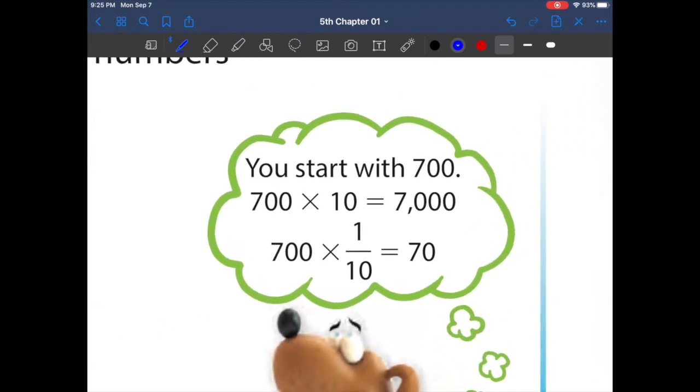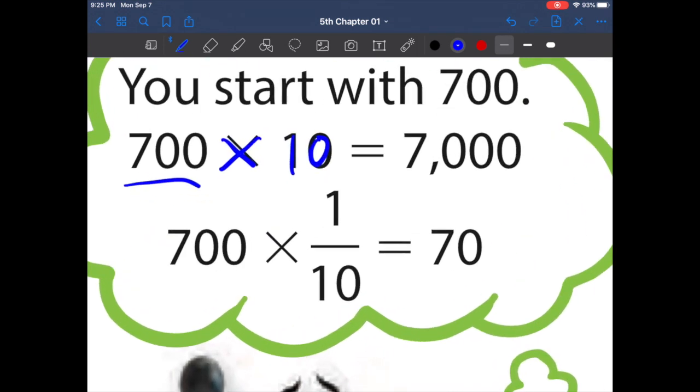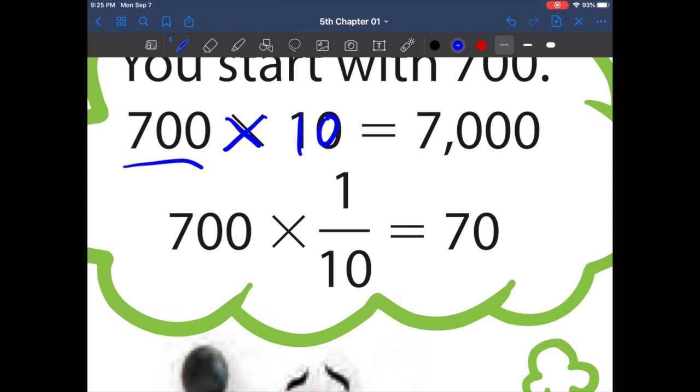All right, so here's exactly what we just did. It says you start with 700, and if you do 700 times 10, you would get 7,000. And if you would multiply 700 times 1 over 10, you would get 70. This is 1/10.